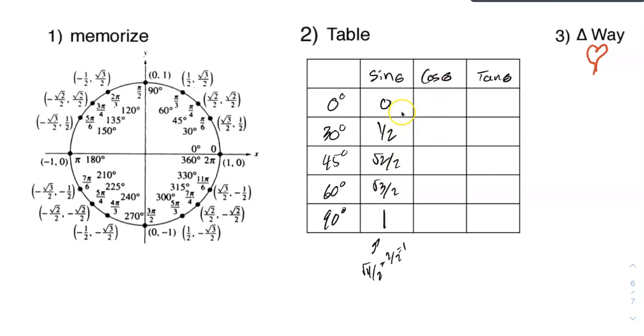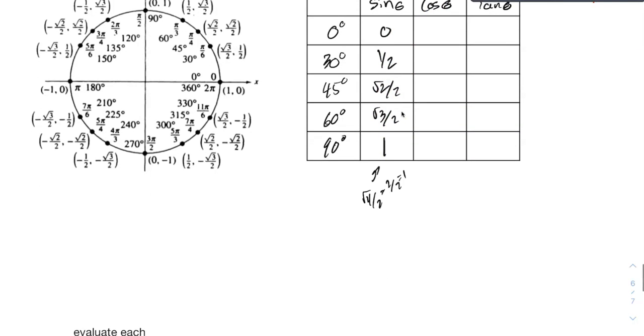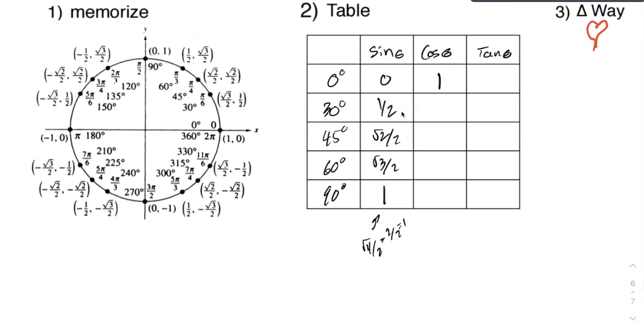Cosine, all you do is flip it. It's 1, rad 3 over 2, rad 2 over 2, 1/2, and 0. Alright, so we just flip it upside down. And then tan, remember what I said, tan is sine over cosine. So we'll just put sine over cosine.